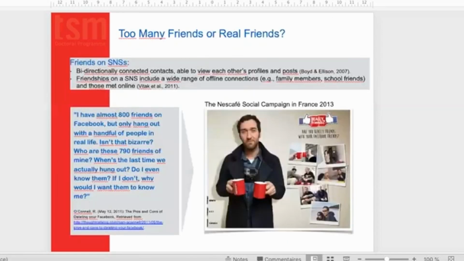We also started with some definitions. What are friends on social network sites, SNS? These are bidirectionally connected contacts, able to view each other's profiles and posts. Friendships on SNS include a wide range of online connections, which are clearly close friends, family members, school friends, but also loose friends: loose friends whom we met online, or never met, or people we don't know.